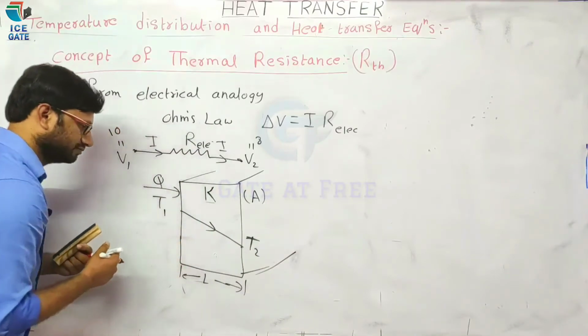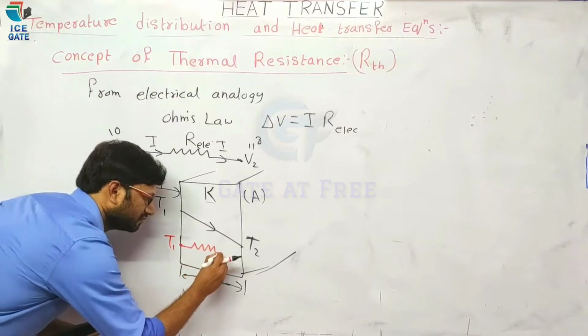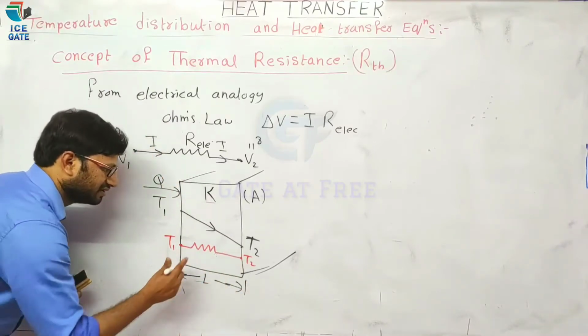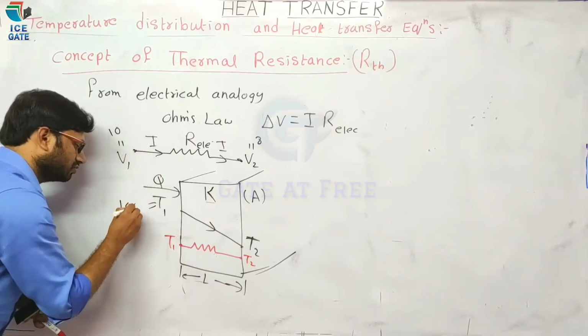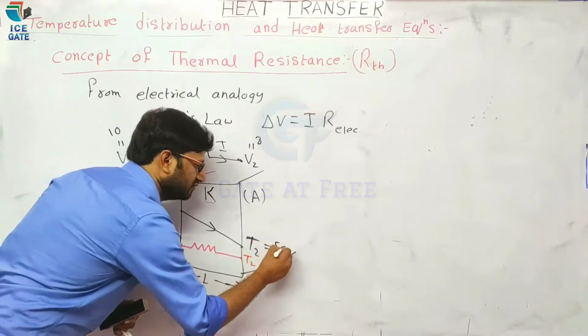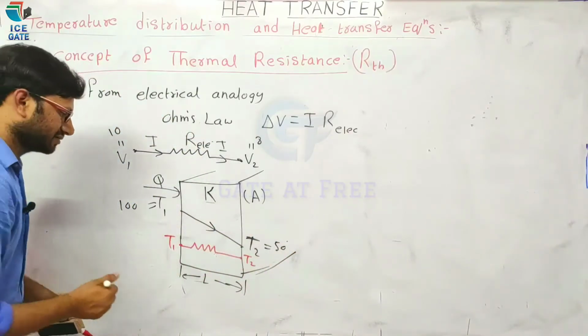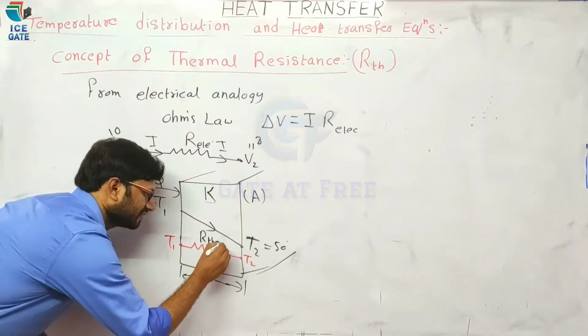Now listen carefully. This is T1. Due to some resistance offered by the slab, there is a temperature drop. Say T1 is equal to 100 degrees centigrade and T2 is equal to 50 degrees centigrade. The temperature drop is 50. Now can I say this is resistance? Now what is the resistance?